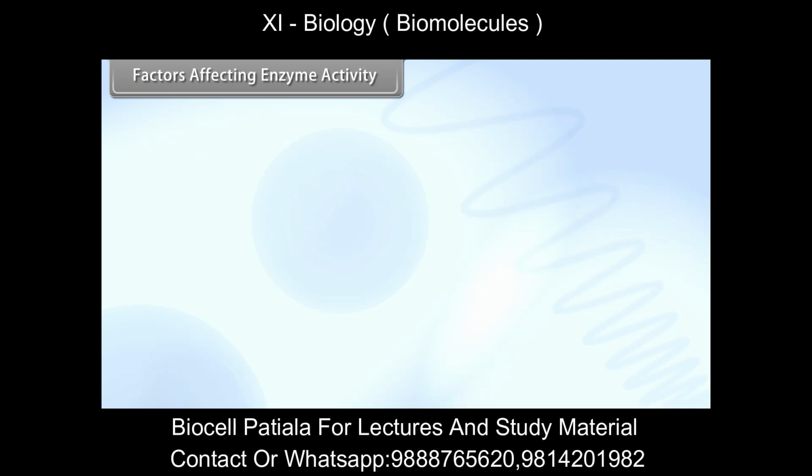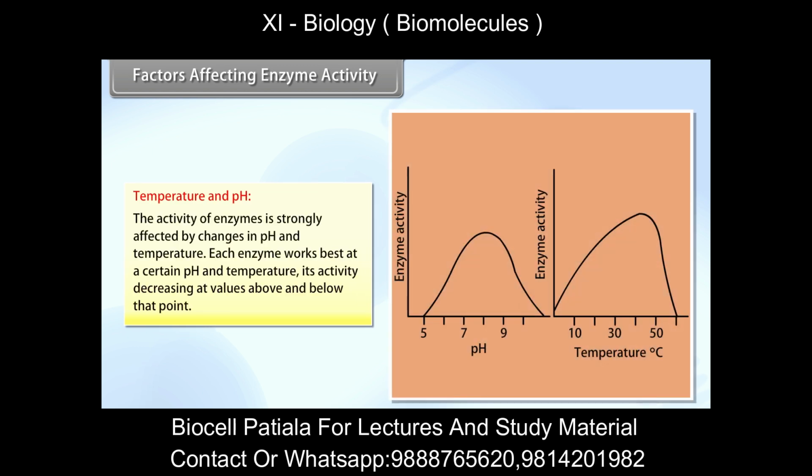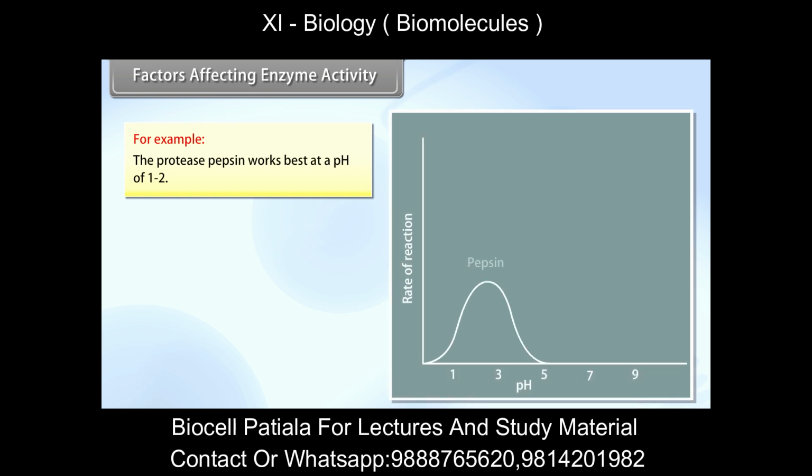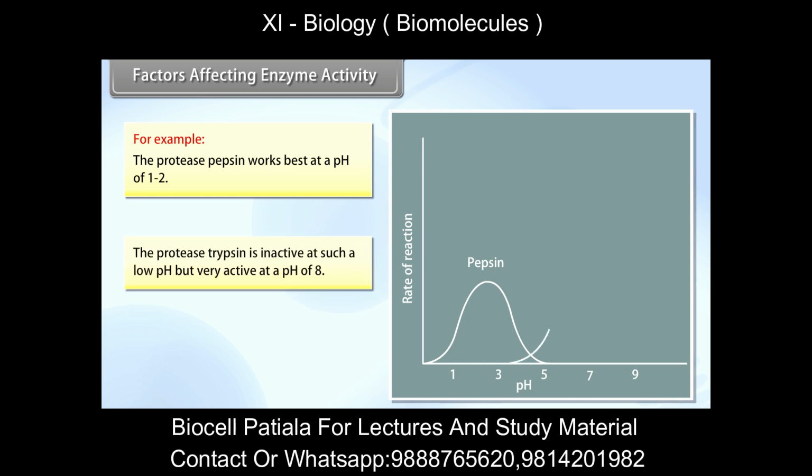Factors affecting enzyme activity: temperature and pH. The activity of enzymes is strongly affected by changes in pH and temperature. Each enzyme works best at a certain pH and temperature. Its activity decreases at values above and below that point. For example, the protease pepsin works best at a pH of 1 to 2. The protease trypsin is inactive at such a low pH but very active at a pH of 8.